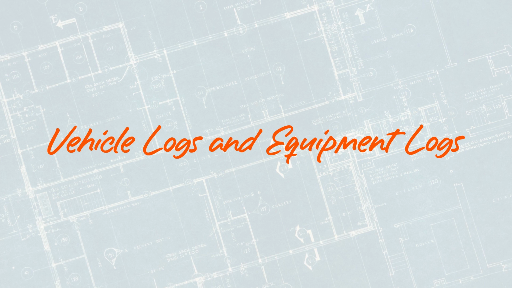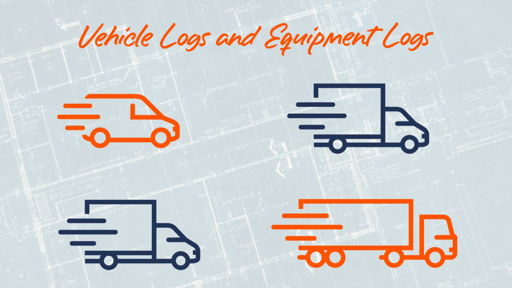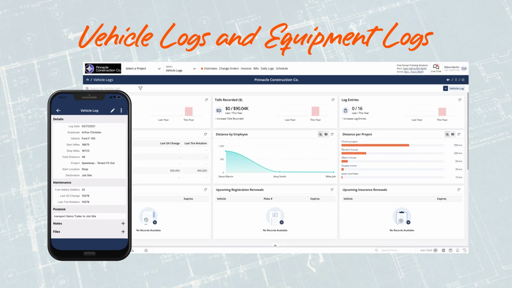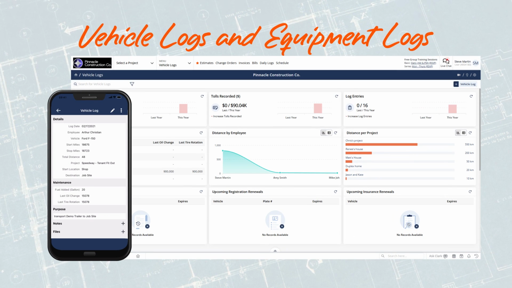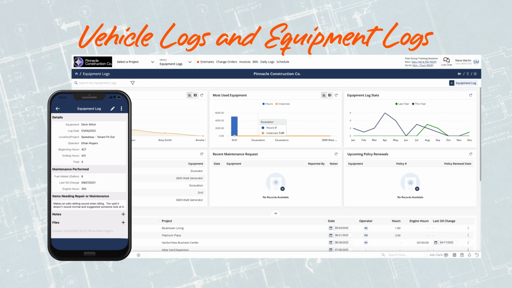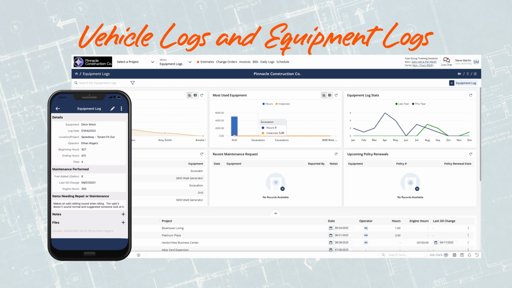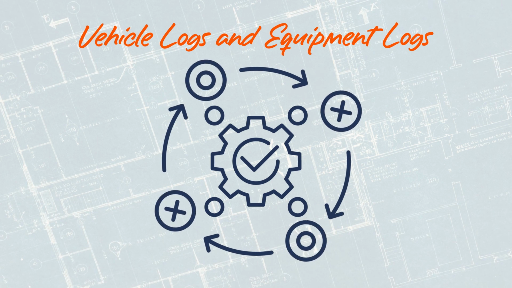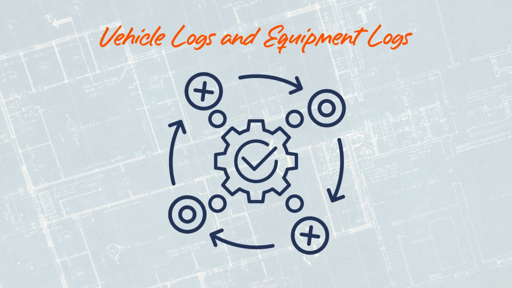Contractor Foreman makes it easy for you to track and retrieve the data you need for your vehicles and equipment items. Did it get an oil change? Does it need a tire rotation? How many miles or hours were put on it last week? Is maintenance required? Where is a piece of equipment? All of these questions and more are automated with our equipment and vehicle logs.